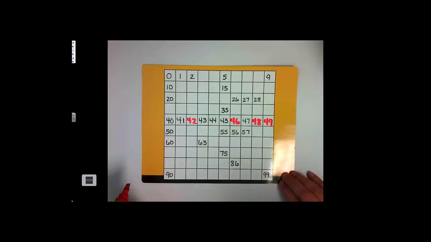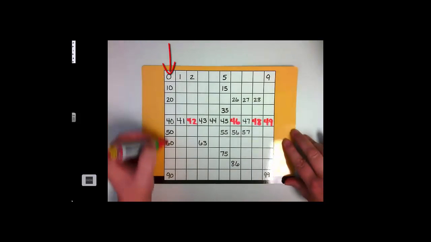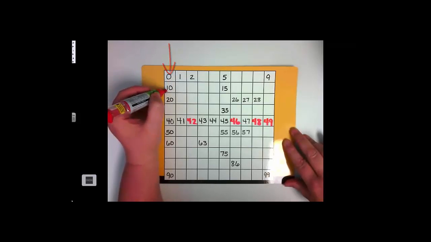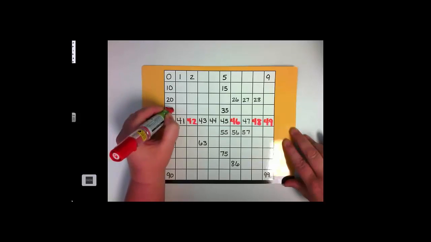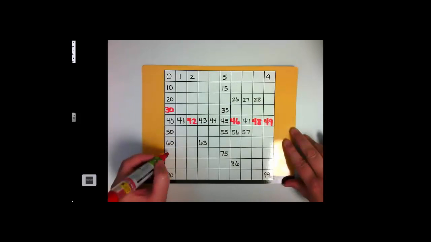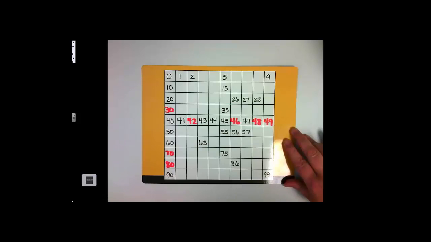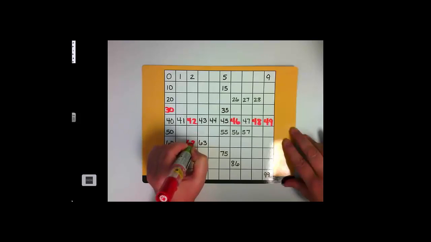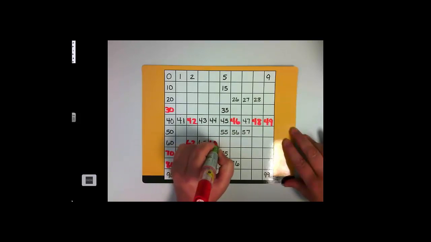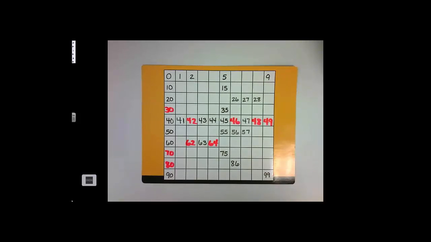Students could also use their knowledge of skip counting by tens to fill in the column here, starting at 0 with the next number 10, then 20. Next in that sequence would be 30, then 40, 50, 60, followed by 70, and 80. In looking at the chart, a student should be able to know the number that comes before or after any given number. For instance, with 63 here, they should know that 62 comes before and 64 comes after.